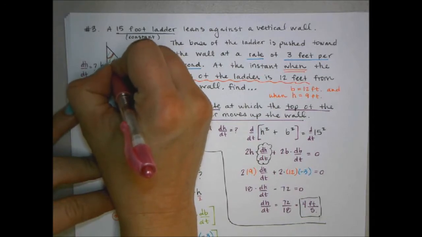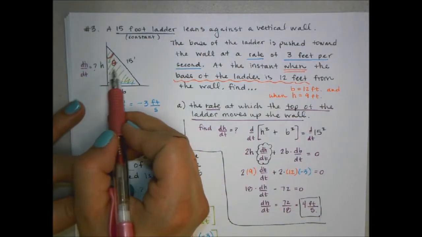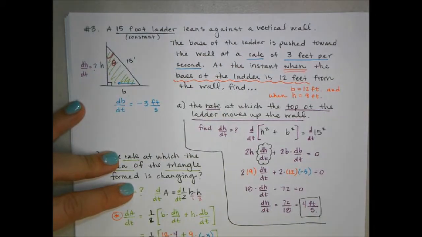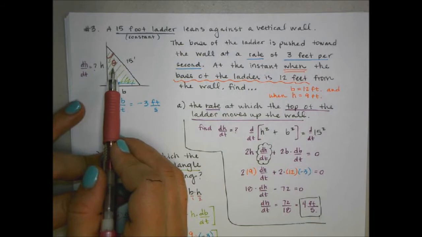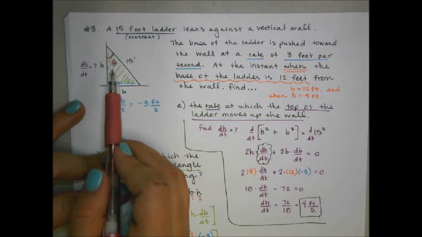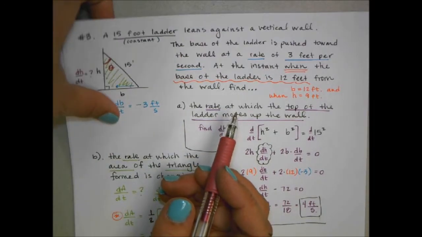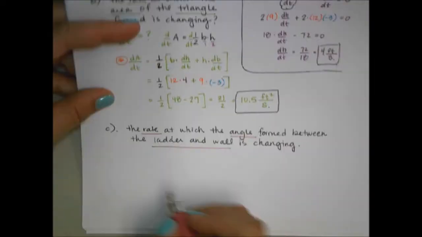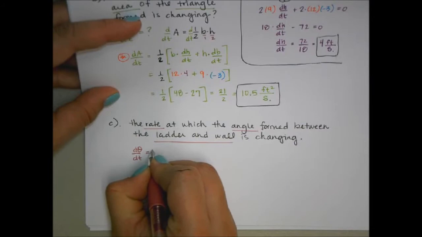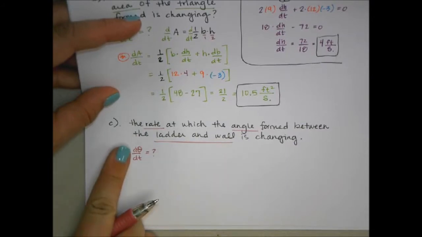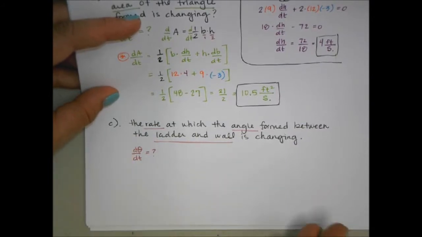We need to give it a name. I'm going to call it theta. You could call it whatever variable you want. If I want to find the rate at which my angle changes with respect to time, I'm going to be looking for d theta dt. So this time, I need a formula that relates theta to some of the values I have.